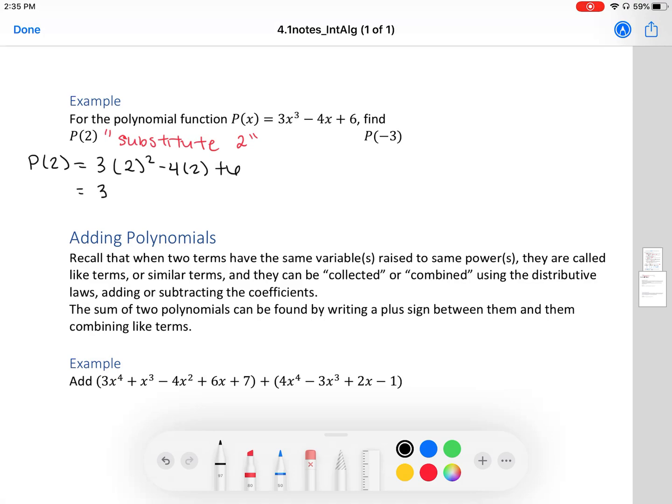Okay, so that we have 3, 2 squared is 4, minus 8 plus 6. Have to follow order of operations, so we first have to work with that exponent. Oh, I wrote that wrong. It's a 3, right? Here we have a 3, so this should be a 3. Okay, let me backtrack a little.